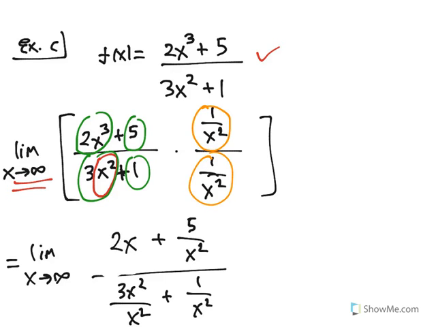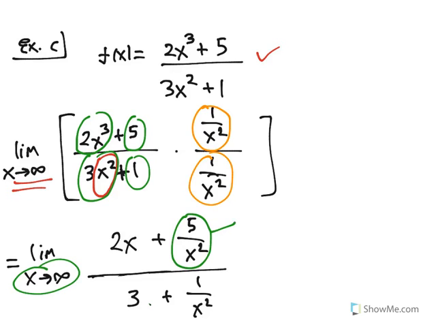And in the denominator, you have x squared divided by x squared. So when you cancel the common factors, you will just be left with 3. And what's going on here as x approaches infinity? Well, as x goes to infinity, 5 over x squared will go to 0, and 1 over x squared will also go to 0, because in both of these, the numerators are constants. As the denominators get larger and larger, the quotients will approach 0.